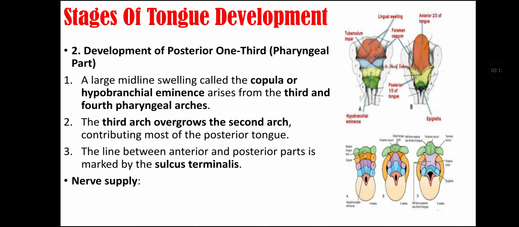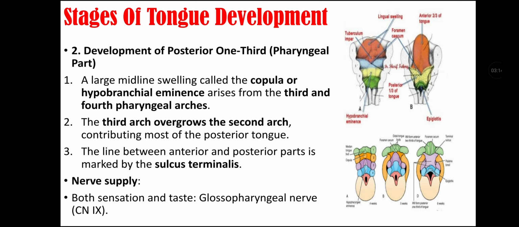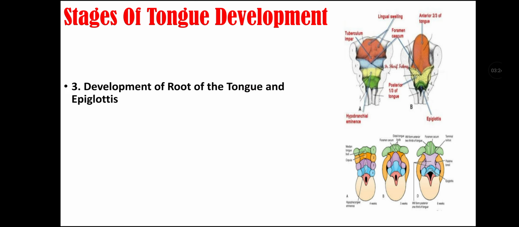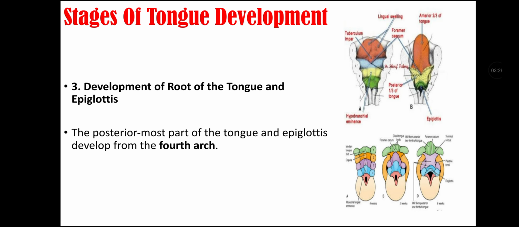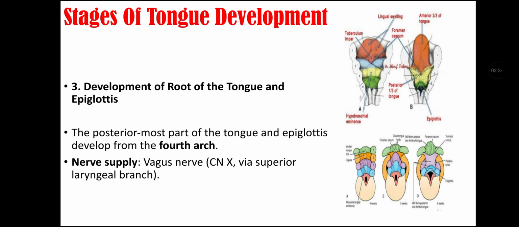Nerve supply of posterior one-third of tongue is both taste sensation and general sensation. Both of these sensations at the posterior part of tongue are by glossopharyngeal nerve, that is the ninth cranial nerve. Third stage of tongue development is development of root of the tongue and epiglottis. The posterior most part of the tongue and epiglottis develop from the fourth arch, and thus the nerve supply of this area is by vagus nerve.